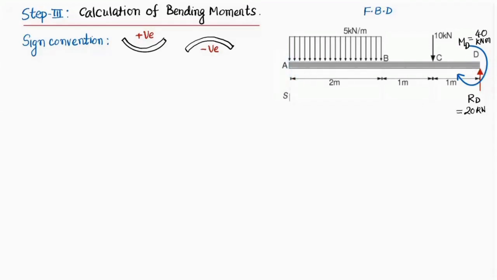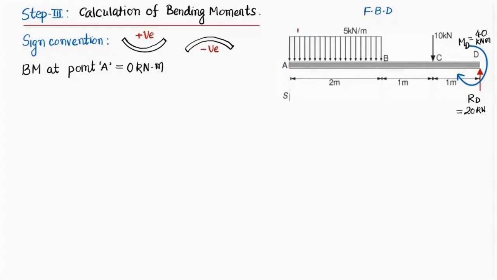So I'll take first the bending moment at point A. You can see that if you keep a section over here, there is no force acting over here. If no force is acting over here, it would not cause any kind of moment at point A. So bending moment at point A is going to be 0 kilonewton meter, straightforward.